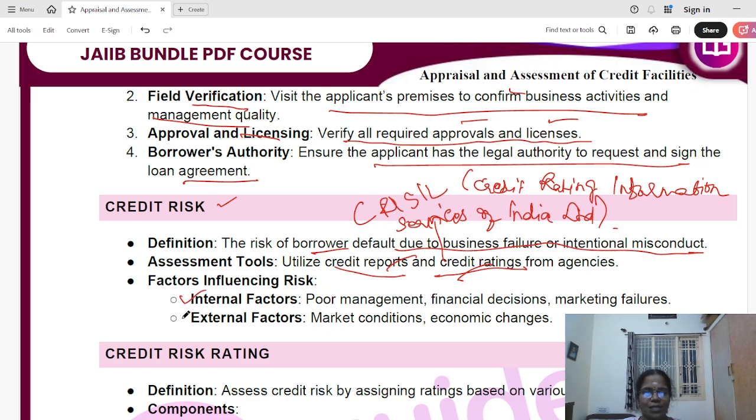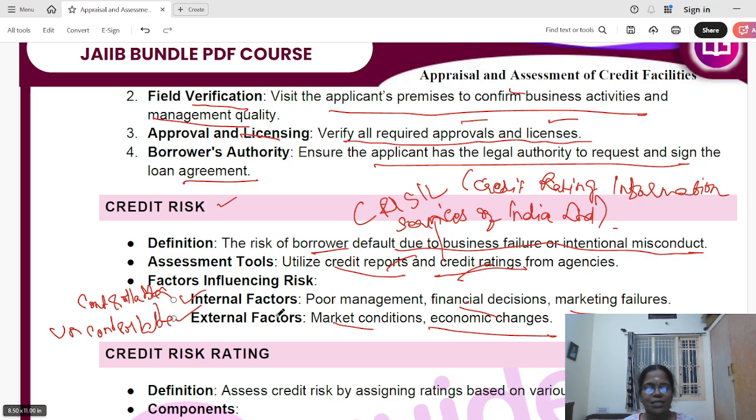Factors influencing risk: one is internal factors, another is external factors. Internal factors are poor management, poor financial decisions, where they are not able to take better financial decisions, and marketing failures. External factors are market conditions and economic changes. Internal factors are controllable in nature, that is in our hand. External factors are uncontrollable in nature.